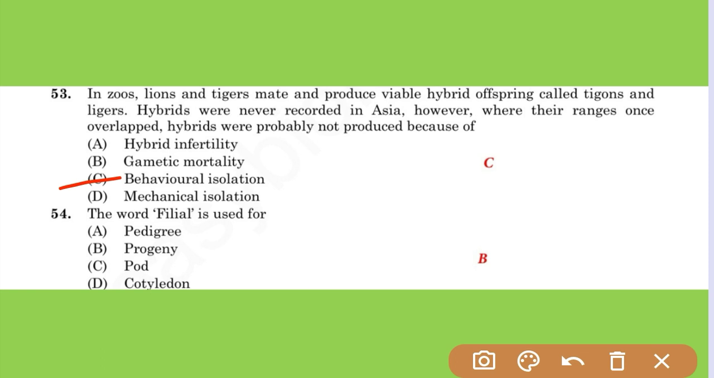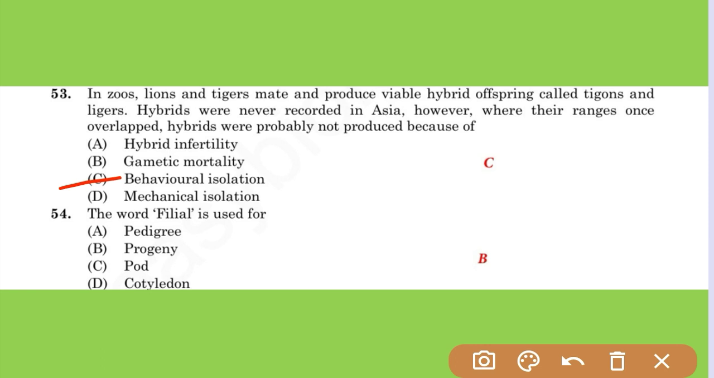Option A. It is a post-zygotic barrier which reduces a hybrid's capacity to mature into healthy fit adults. Low health of these hybrids prevents gene flow between the species. Thus, hybrid infertility or inviability acts as an isolating mechanism. Then option B, gametic mortality. Gametic mortality or physiological isolation is a typical pre-zygotic reproductive isolation mechanism in which gametes die before a zygote can be formed. Usually, sperms are unable to survive in the female reproductive tract of members of the wrong species. This is known as gametic mortality.